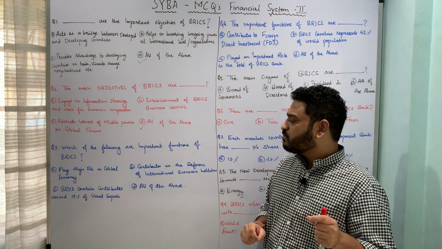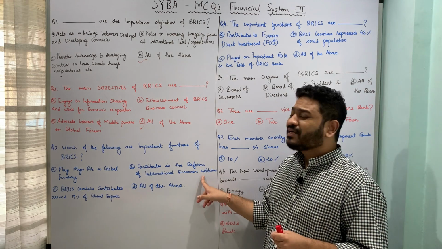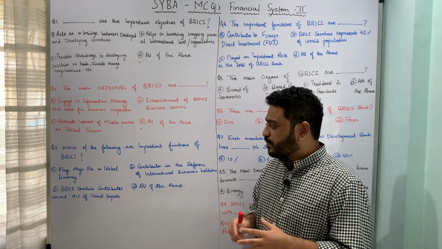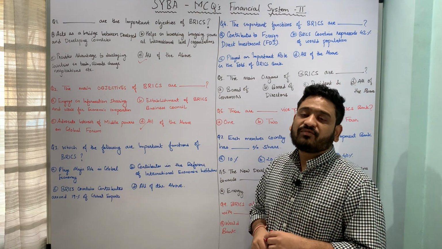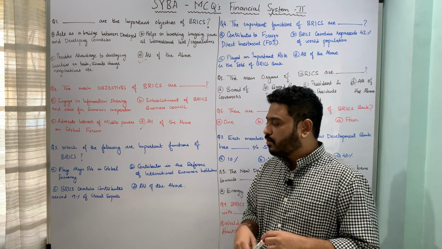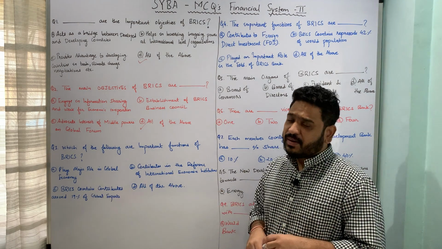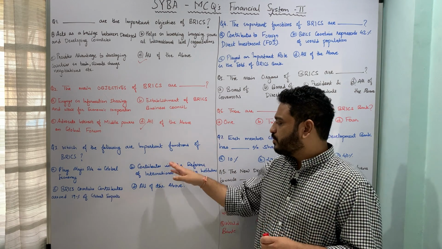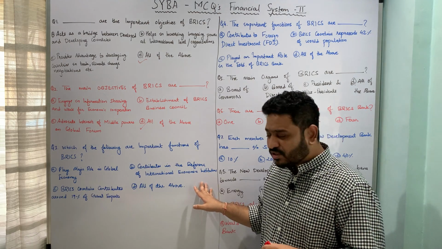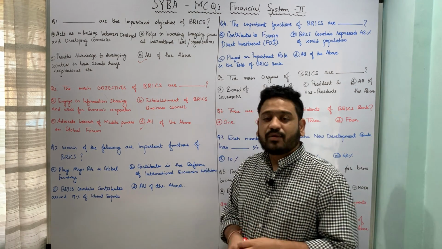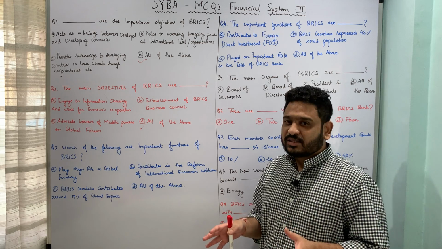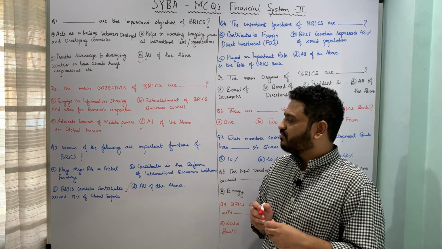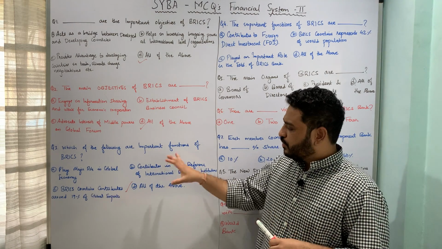Second is contributes in reforms of international economic institutions. Then third is Brics countries contribute around 19% of global exports. So a very large quantum of global exports comes from all these Brics members. And last is all of the above. That means plays a major role in global economy, contributes in the reforms of international economic institutions, as well as Brics countries contribute around 19% towards the global exports. So here option D again is the correct answer, wherein we are looking at 3 important functions of Brics. I hope the question is clear.